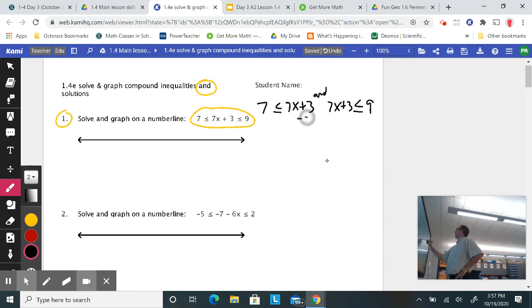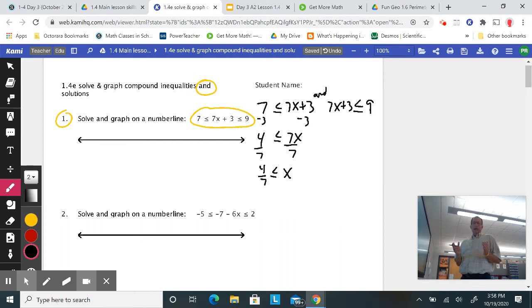We're going to subtract 3 on both sides. On this one, I get 4 and I get 7x. The sign would stay the same. Divide by 7 on both sides. So I get 4/7 and I get an x. It's less than or equal to there. Now keep in mind, you're not dividing 4 by 7. Don't put some decimal that never ends and you need to round it off. We want an exact answer. So 4/7 it is.